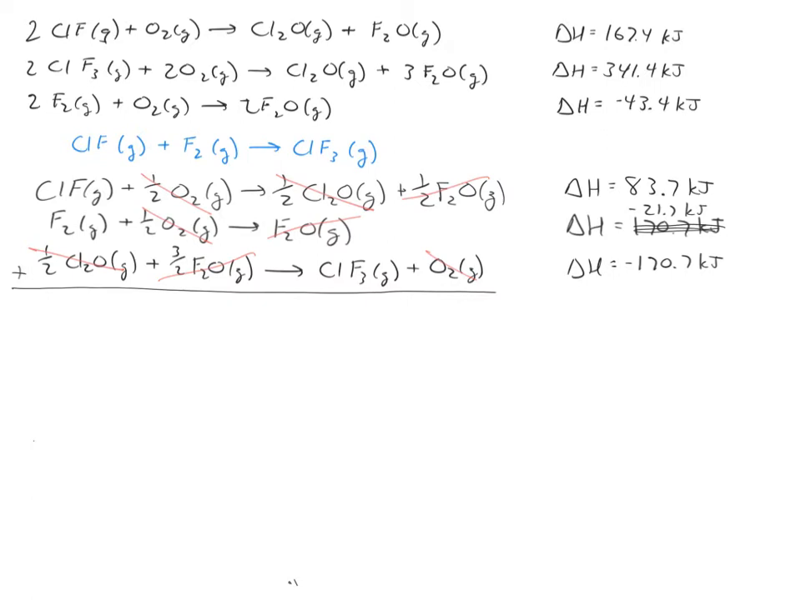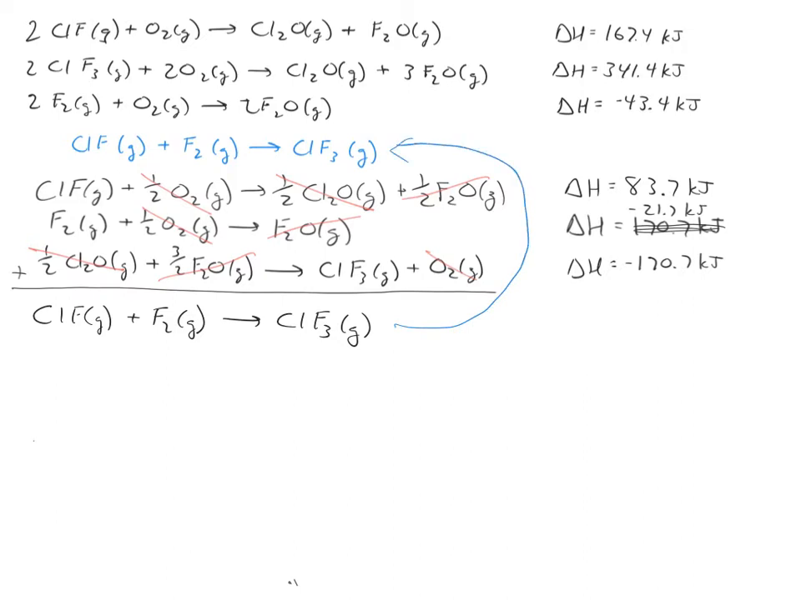And so now I can see what I get when I add up all these things. So I have on the left ClF gas plus 1 F2 gas makes ClF3 gas. And that, as you can see, is exactly what I was trying to find.